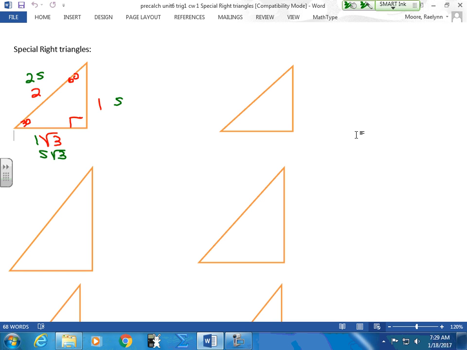So if I want this to be 1, and if you want to write it on the small triangle down here, I can't move my thing, I'm just going to use that triangle. If I want this to be 1, what do I divide 2 by to be 1? 2. So if I divide that by 2, I have to divide everybody by 2. So then I get 1, radical 3 over 2, and 1/2. There's your unit circle.